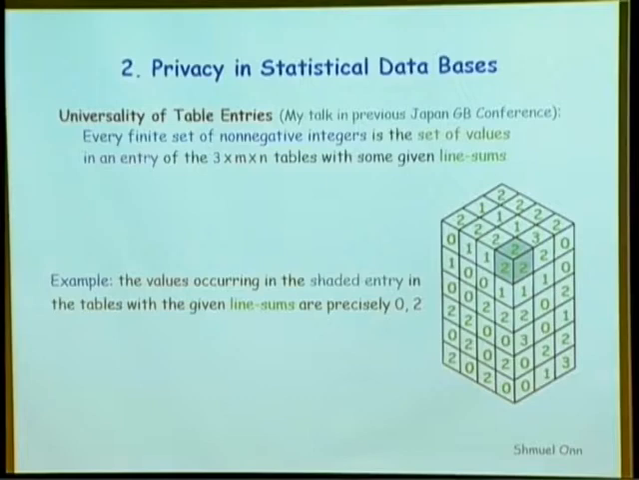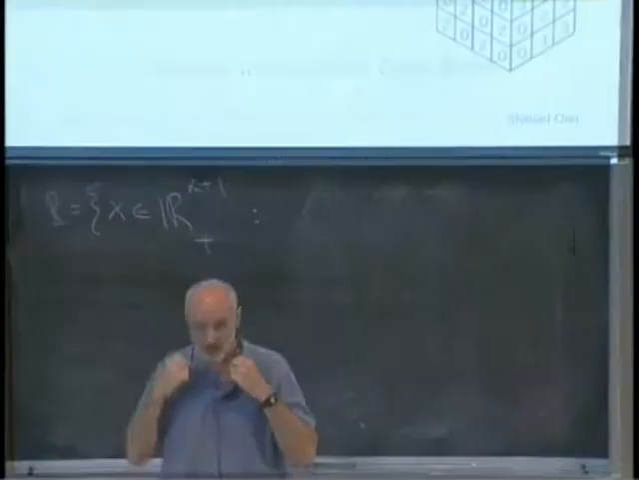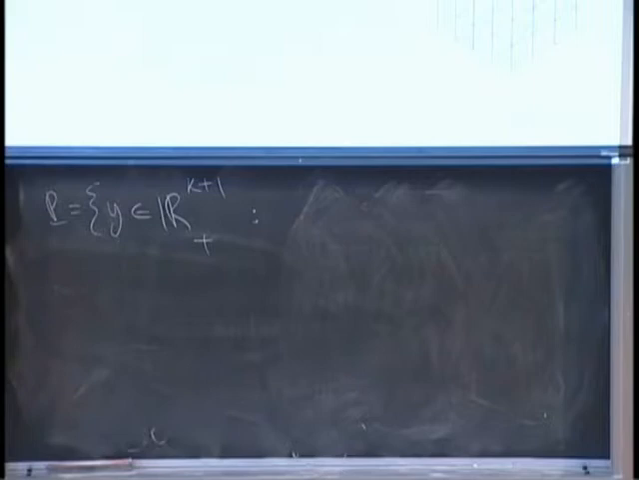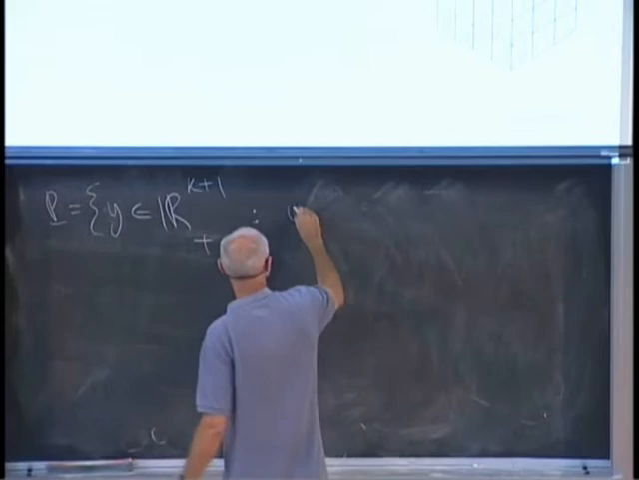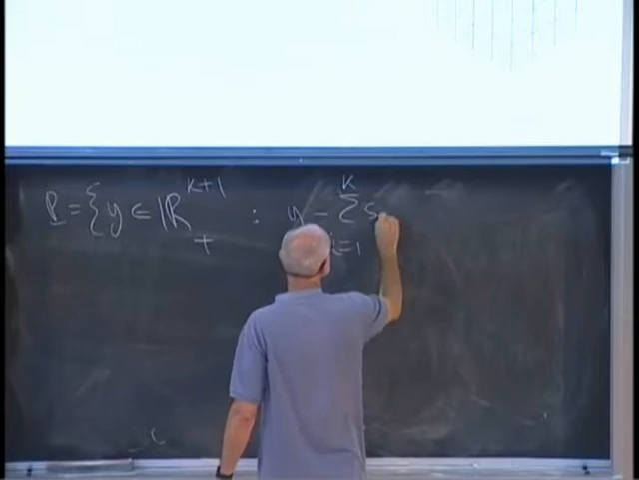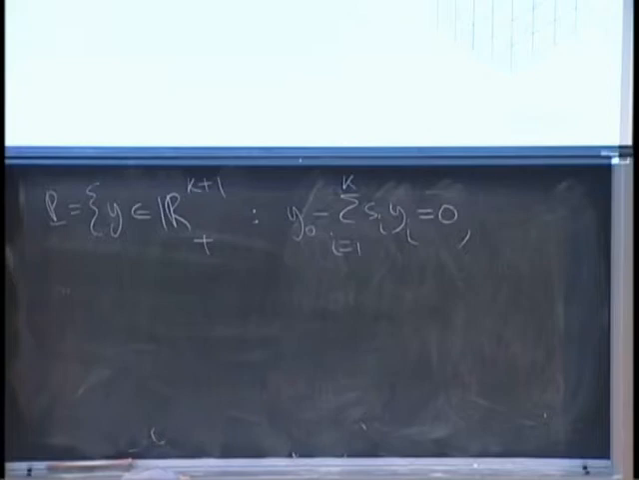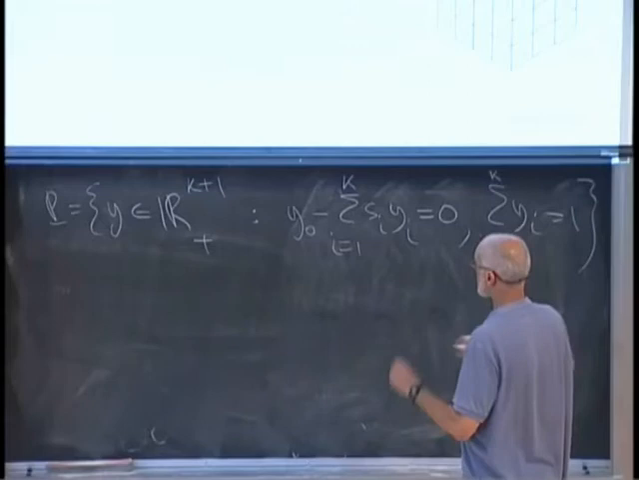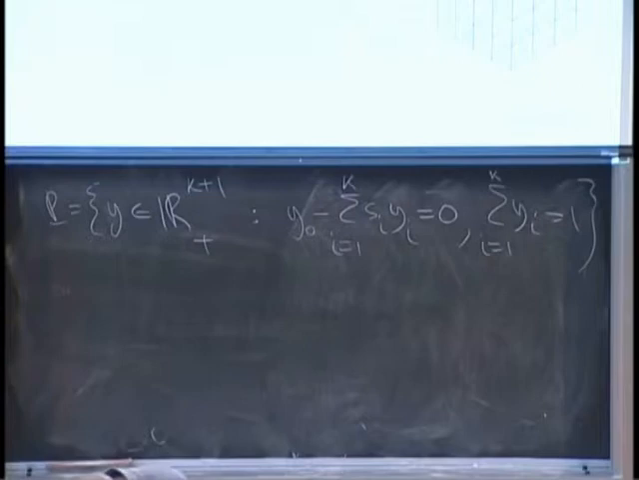Let me look at the polytope of all x in R^(K+1), where K is the number of values, and y, let me keep it y here, the set of all non-negative real vectors, such that y0 minus the sum of those equals 0, and the sum of the a's equals 1. Let's see if this is what I want, and then we'll explain it. Yes, let's look at this polytope.